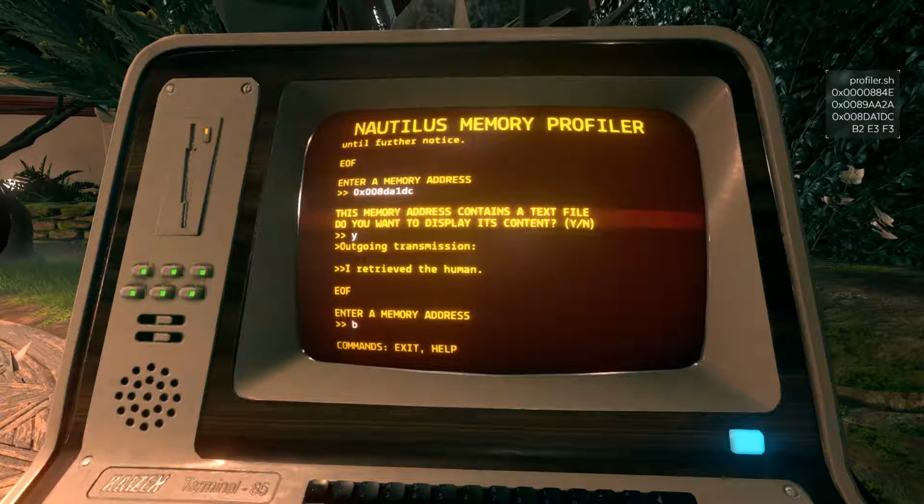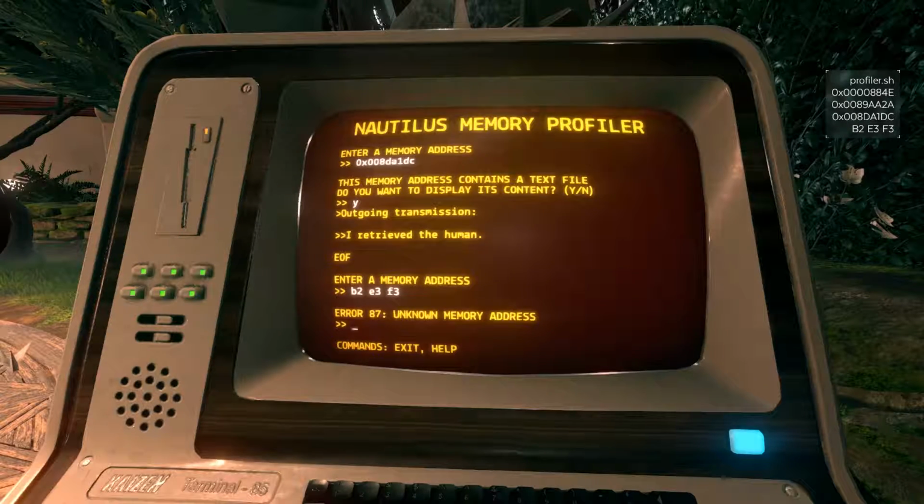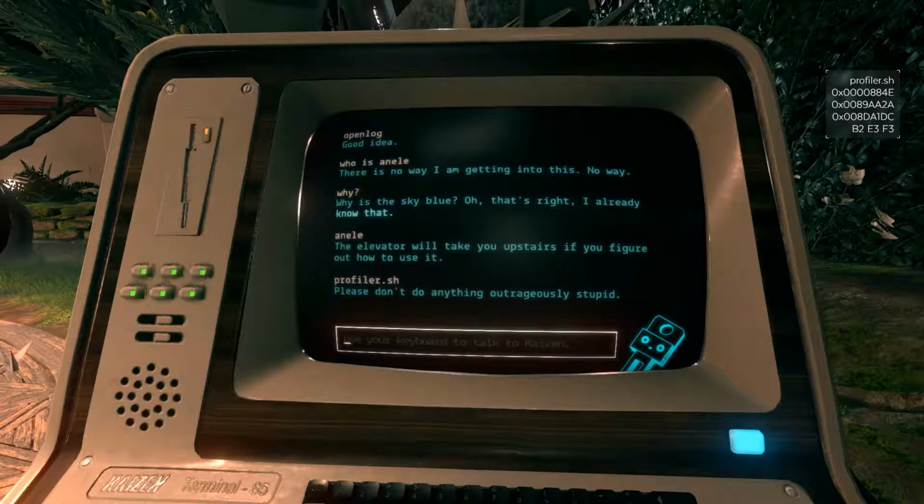So we've got B2 E3 F3. Okay, so that doesn't do anything there. So we'll just exit now. I can try putting it in here, but I don't think that's what we're looking for. E3 F3.